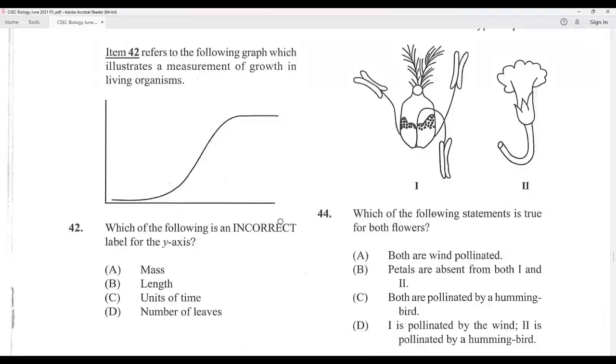Item 42 refers to the following graph, which illustrates a measurement of growth in living organisms. Which of the following is an incorrect label for the y-axis? That would have to be time. Time should ideally be placed on the x-axis.